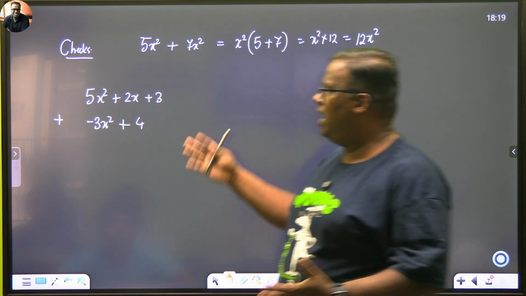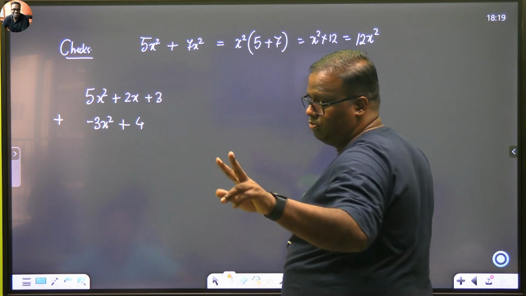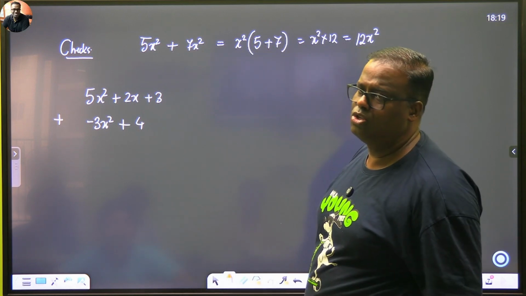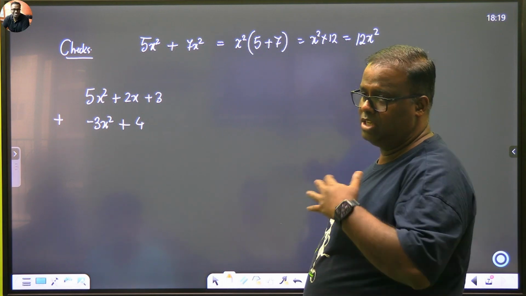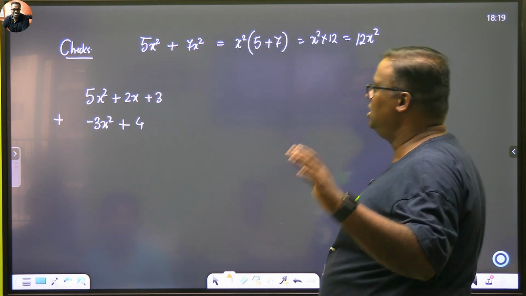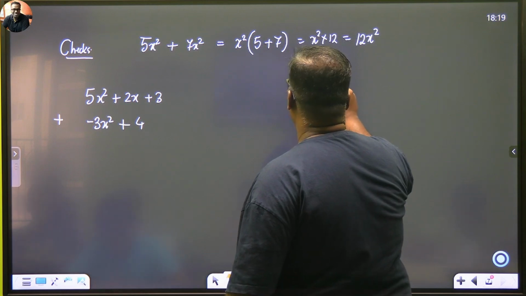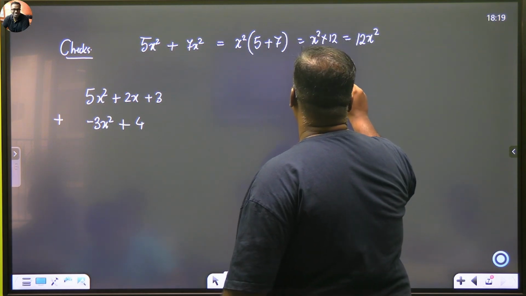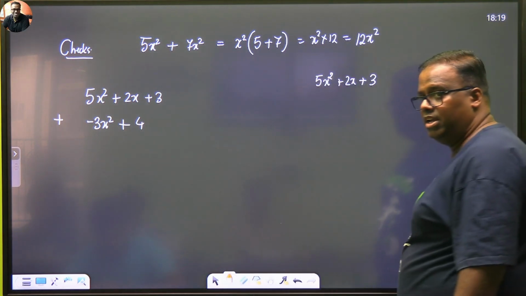Now, when you add such algebraic expressions, there are two ways of doing it. First, we will learn the kiddo way, which your school and your book will first teach you. That's called the kiddo way. But I will expect you not to go by the kiddo way. Let's see the kiddo way. The kiddo way is write the given algebraic expression in the order of decreasing power. Have I written it?